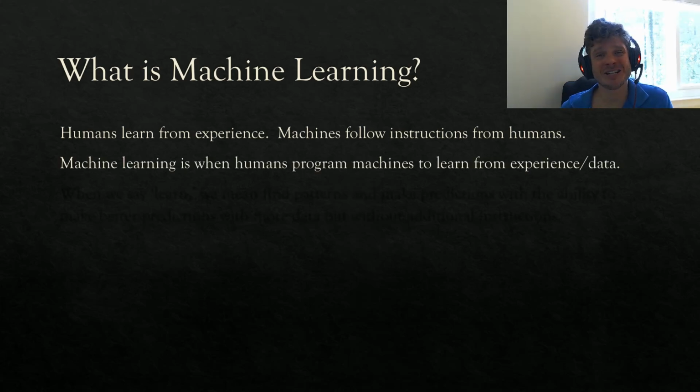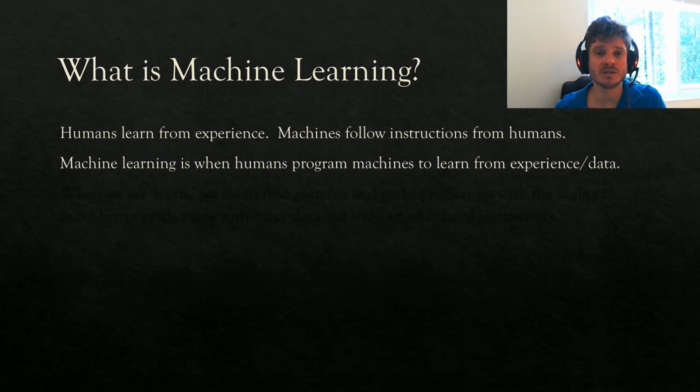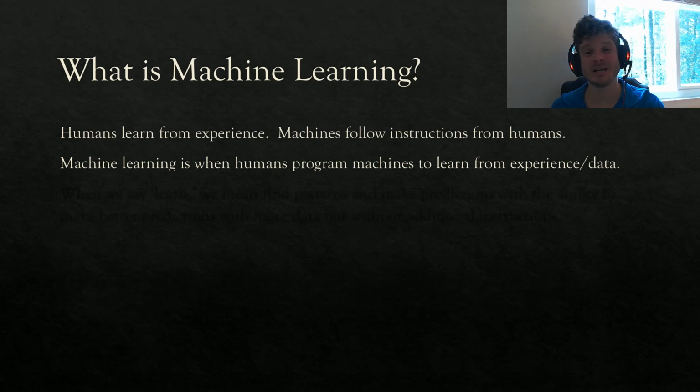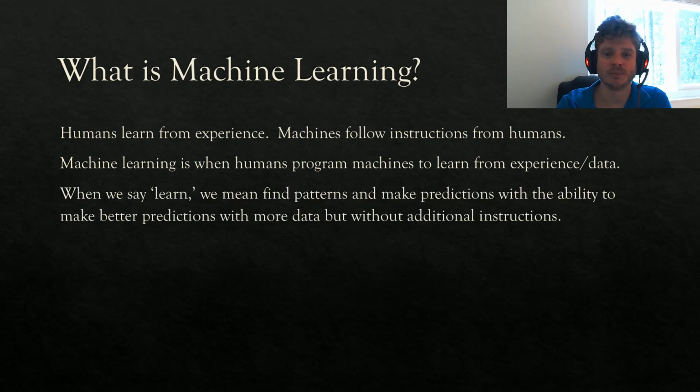What machine learning does is it kind of branches those two topics together. Machine learning is when humans, us, we program the machines to learn from experience or from data. So we program the machine to take in data, and particularly be able to take in more data even after we've written the program, to hopefully learn. Well, what do I mean by learn?